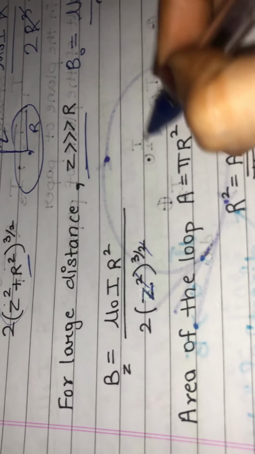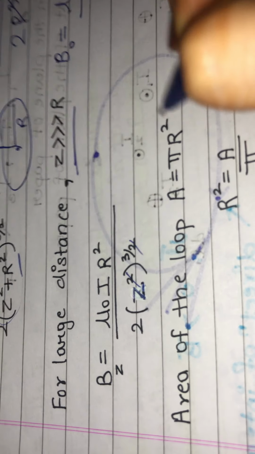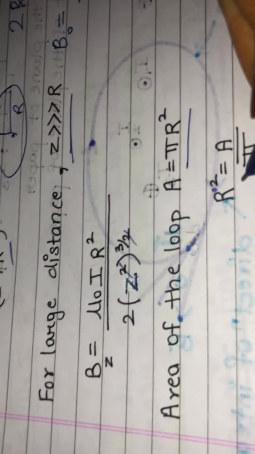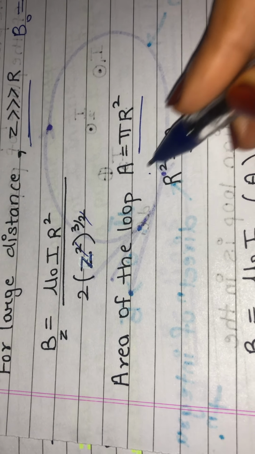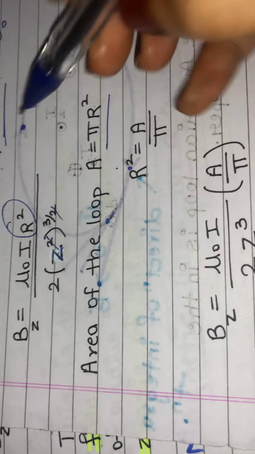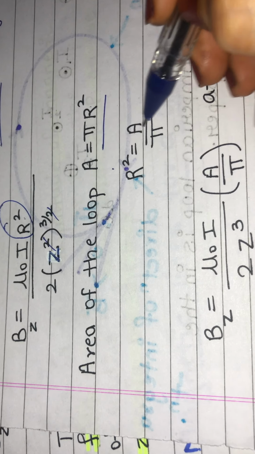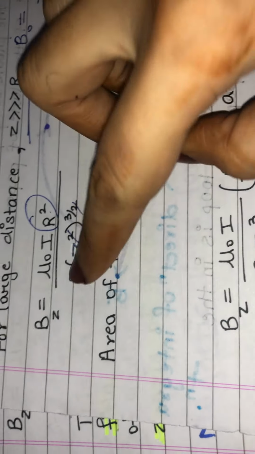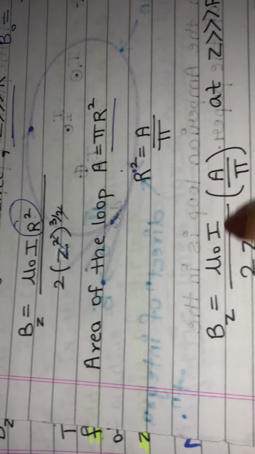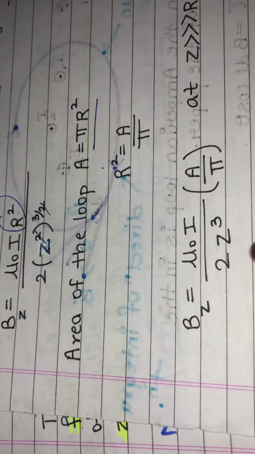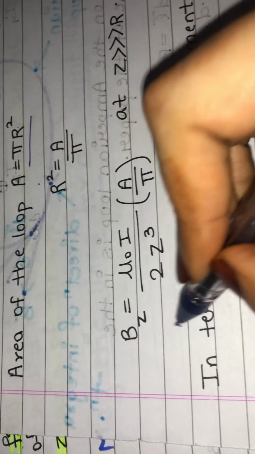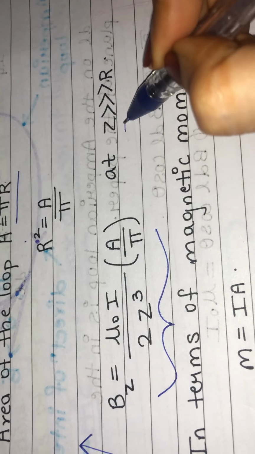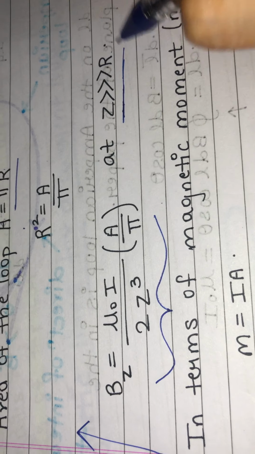This is what remains. Now what is the area of the loop? Of course it is a circle, so it will be pi r square. Now what is r square? R square is area upon pi. See, here we have r square. So in place of r square, I'll substitute area upon pi, and the rest of the terms are as they are. The mu naught I 2, mu naught I 2 as it is, z cube. In place of r square, we are substituting A upon pi. So this happens to the magnetic field on the z-axis if z is much larger than the radius.